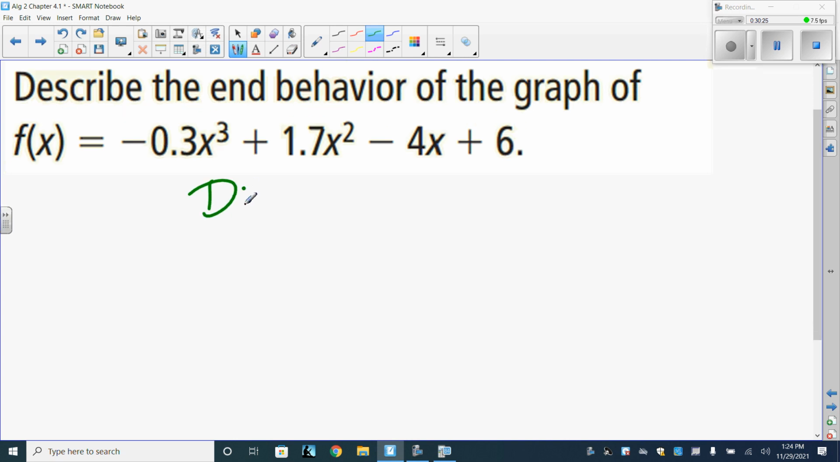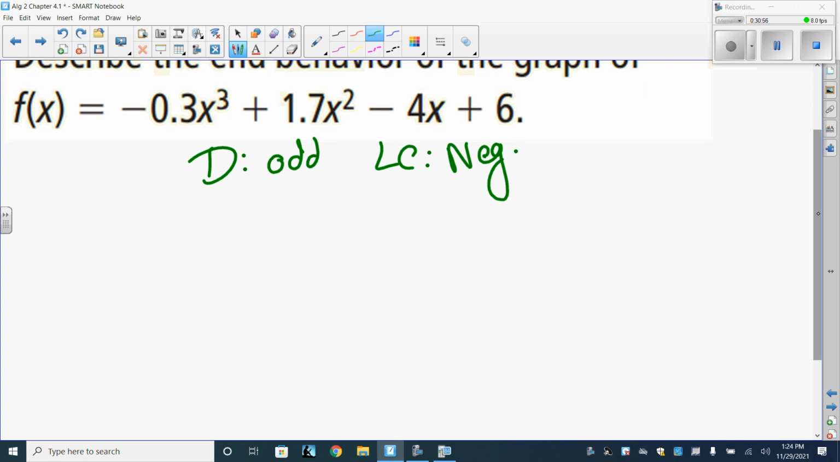So since we're looking at end behavior, we need the degree and leading coefficient, to see what they are. What's the degree of this one here? 3, which would be odd. And the leading coefficient, which would be negative. Since we're really just trying to see is it odd or even, positive or negative, we're just taking these parts here. And now we can look at our chart.